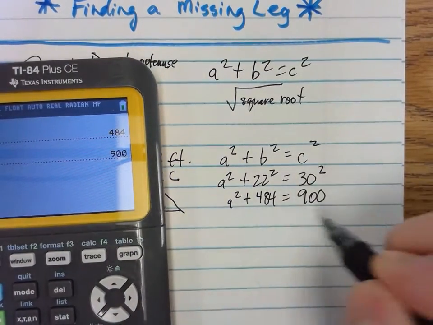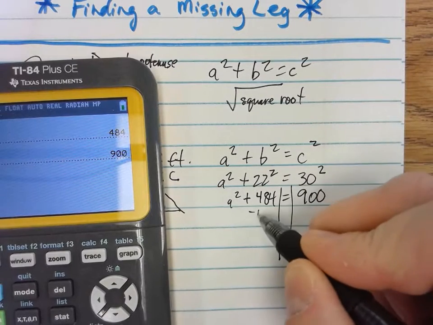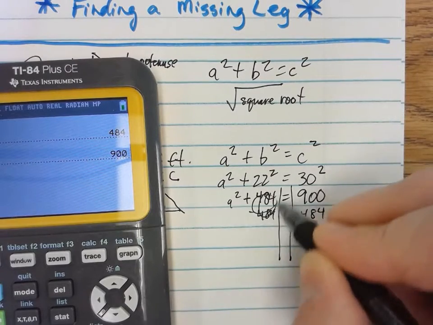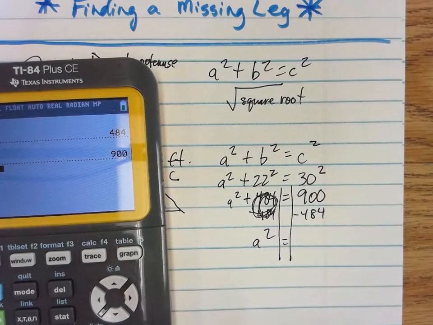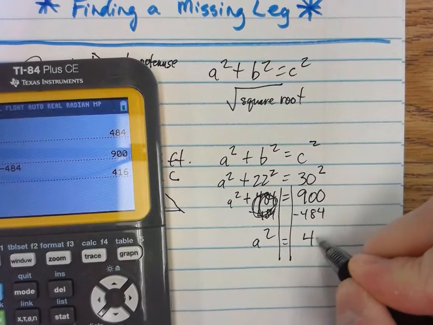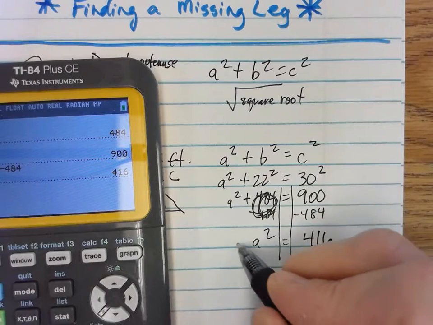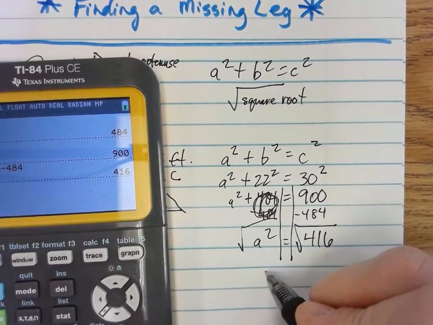So when we would do our normal stuff here with our equation, of course, we do a little train tracks. We subtract 484 from both sides. Okay, those make a zero pair. And then you would have 900 minus 484, that's going to give you 416. So now to find the leg, I've got to take the square root of that. Remember, the opposite of squaring is square rooting. So you're going to take the square root of that, and let's find out what A actually is.